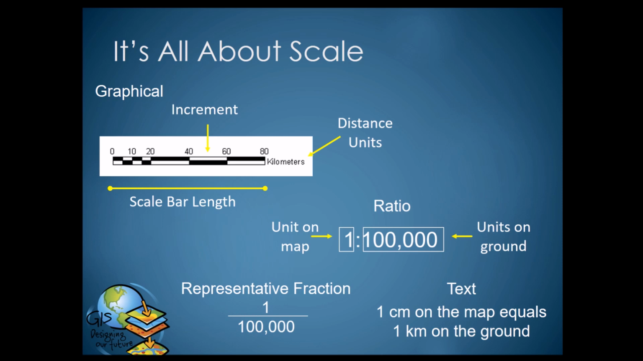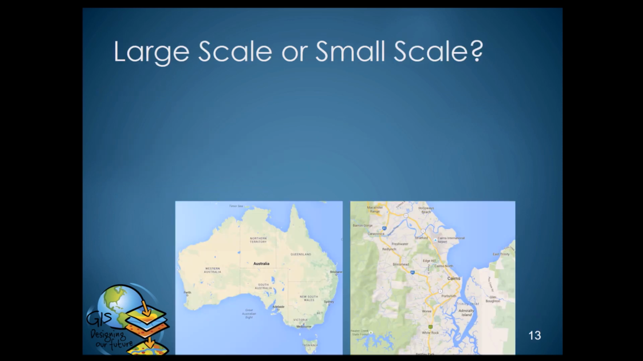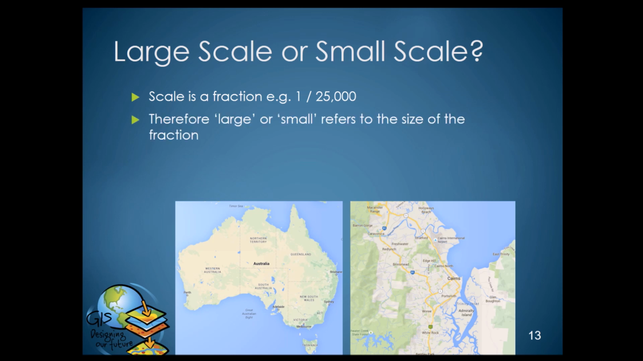But a question to think about is, what would you consider to be large scale or small scale? This is a term that I think is really, really ambiguous and often incorrectly used. So let's have a look at the left image versus the right image there. When we consider that scale is a fraction, for example, 1 over 25,000 or 1 over a million, therefore, large or small scale actually refers to the size of the fraction, not the size of the denominator.